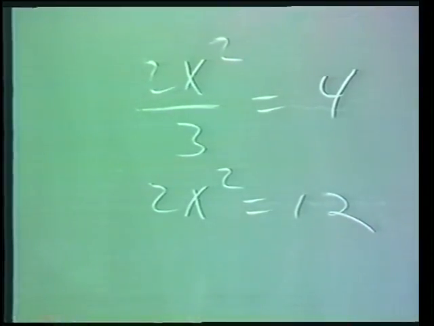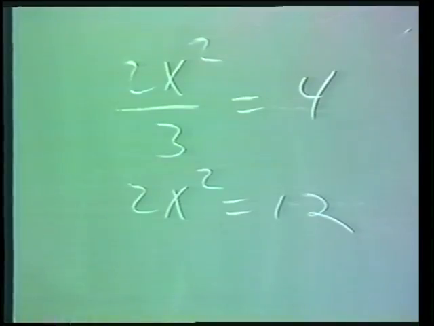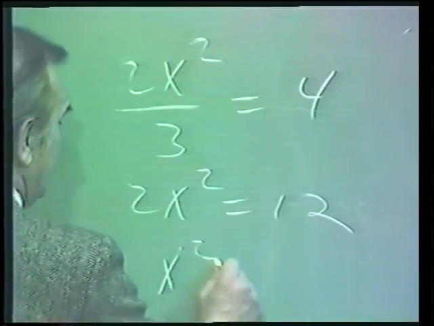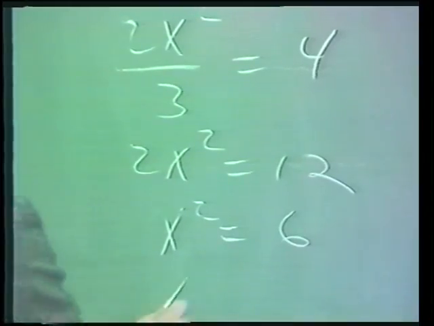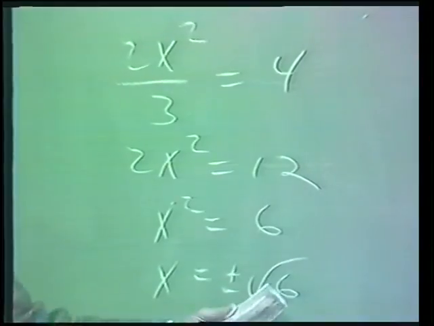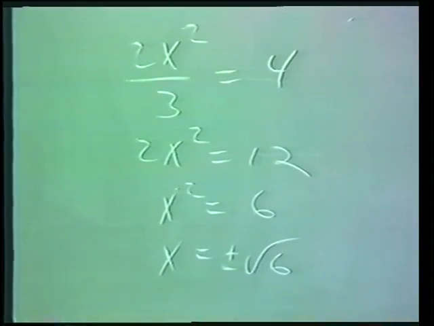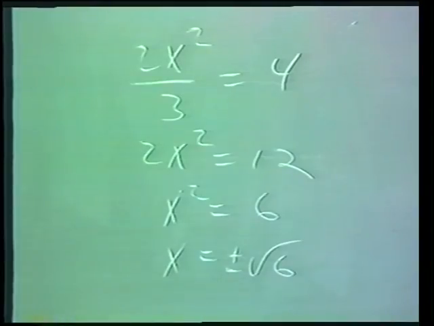Now remember what we're trying to do: get x squared all by itself. So we divide both sides by 2 and get x squared equal 6. We now take the square root of both sides. We get x equal plus or minus the square root of 6. There's nothing we can do with that, so we're finished. That is our answer. Any questions on it?